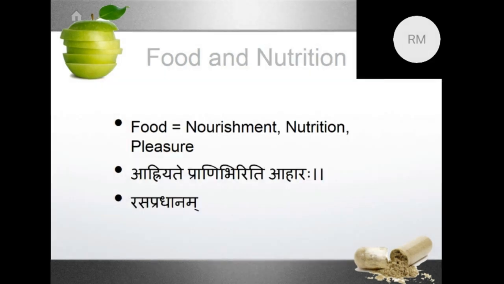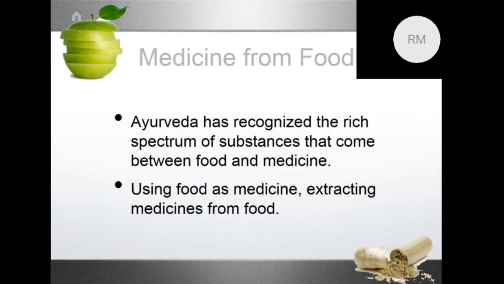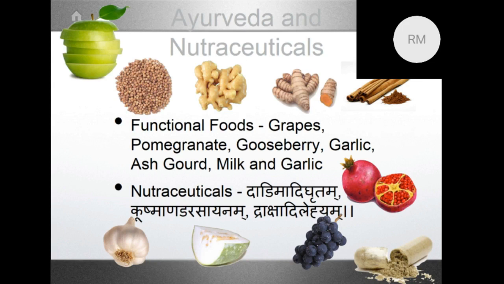So as we said, food, just a quick overview. Food means nourishment, nutrition, and pleasure. Diet and treatment means regulated intake of food, less importance to pleasure, more importance to complete transformation. Ayurveda has recognized the rich spectrum of substances that come between food and medicine. So using food as medicine and extracting medicine from food. Here are some of the functional foods that Ayurveda talks about: grapes, pomegranate, gooseberry, garlic, ashwagandha, milk and garlic. These are all defined. Ayurveda gives elaborate guidelines on how to use these as functional foods.